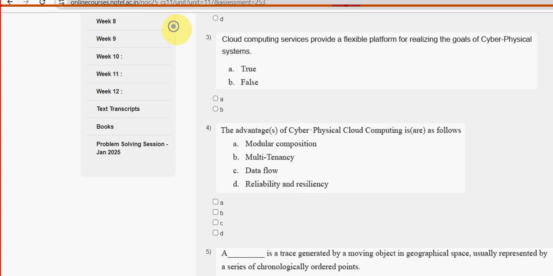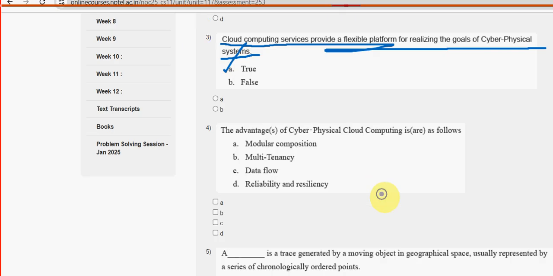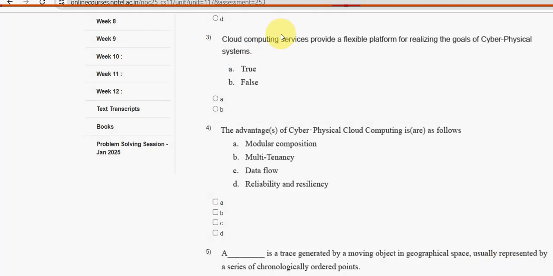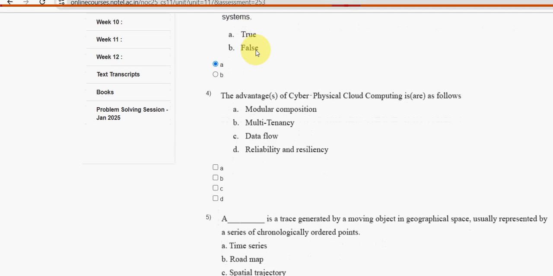Third question. Cloud computing services provide a flexible platform for realizing the goals of cyber physical systems. It is absolutely true, guys. Guys, these are completely our probable solutions. If there are any changes that come to our notice, definitely we'll update that in the comment section, and you can suggest your solutions as well.